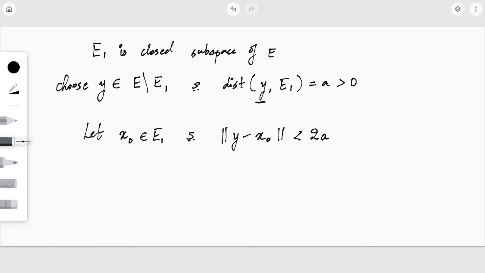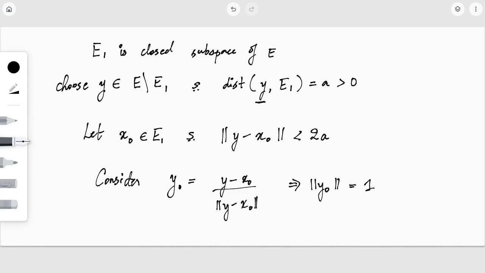So what I am going to do is consider y dot equal to (y minus x dot) divided by the norm of y minus x dot. Then what will be the norm of y dot? Clearly the norm of y dot will be 1, so one condition is satisfied. I have got an element y dot whose norm is 1. Now I need the other condition, that the distance of y dot and E1 must be greater than or equal to 1 by 2.